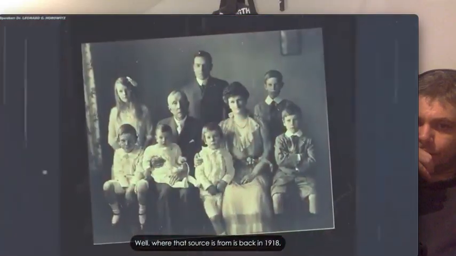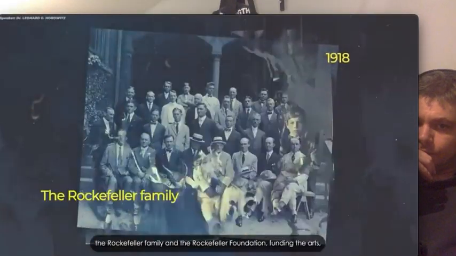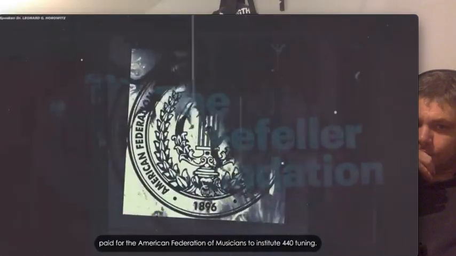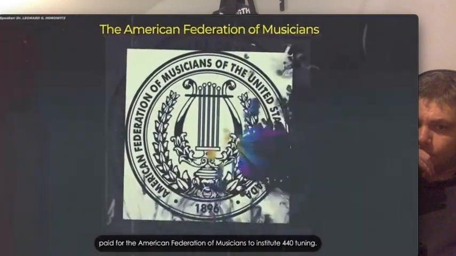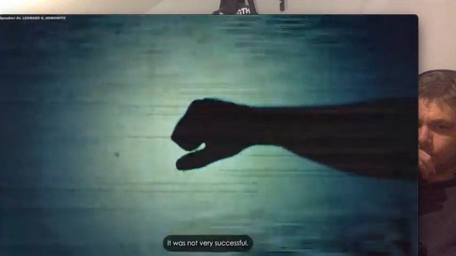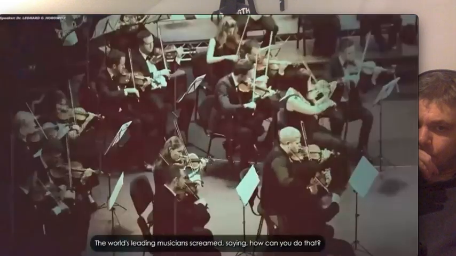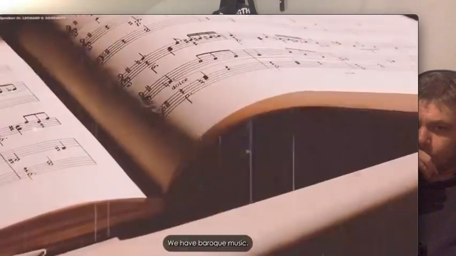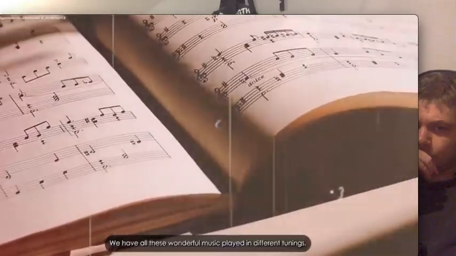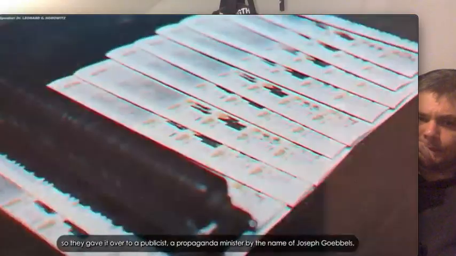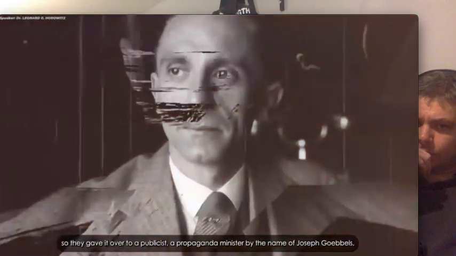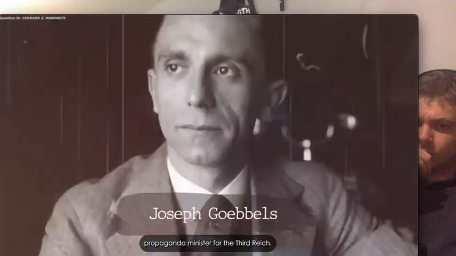Well, where that source is from is back in 1918, the Rockefeller family and the Rockefeller Foundation funding the arts paid for the American Federation of Musicians to institute A440 tuning. It was not very successful. The world's leading musicians screamed, say, how can you do that? We have Baroque music, we have all these wonderful music played in different tunings. Well, they didn't have a good time of it, so they gave it over to a publicist, a propaganda minister by the name of Joseph Goebbels, propaganda minister for the Third Reich.